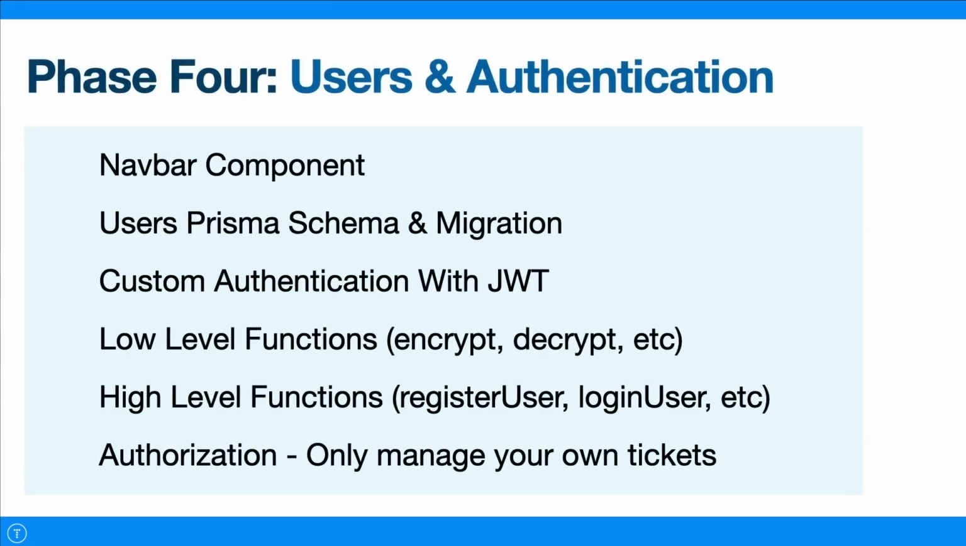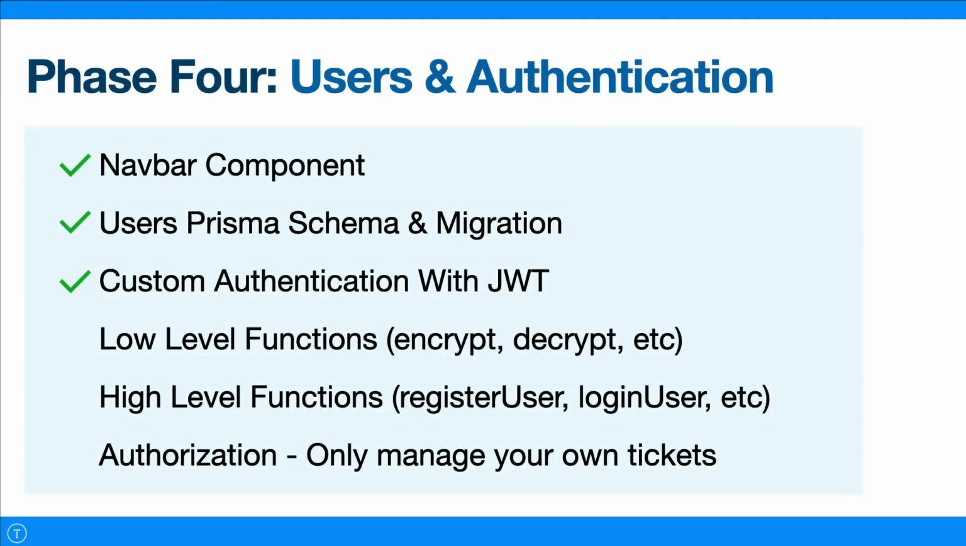And then the final phase, phase 4, is users and authentication, because up to this point, we can just create tickets and see them. But we want to be able to log in, right? And we want to be able to see only that user's tickets. So we'll start off with just creating a simple Navbar component with a login and register link. We want to create a new user schema, because obviously when you have authentication, you need somewhere to store your users. We'll have a custom authentication flow with JSON Web Tokens.